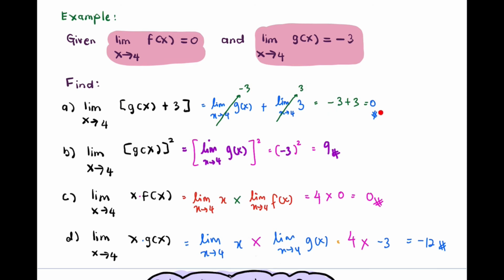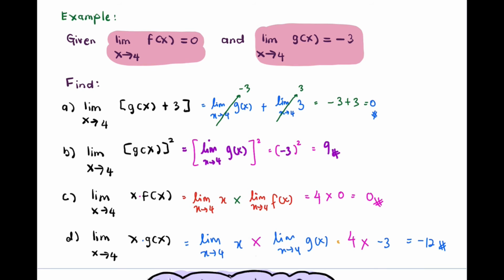Now let's look at part B, the limit of g(x), and then everything is squared. Let's expand this inside. So this is the limit of g(x), everything is squared. Therefore, this is equal to -3. So let's substitute. -3 squared, this is equal to 9.